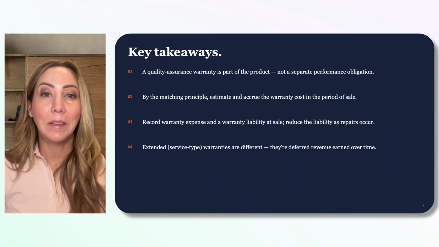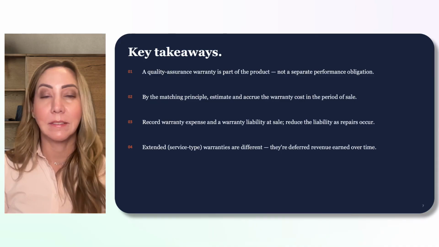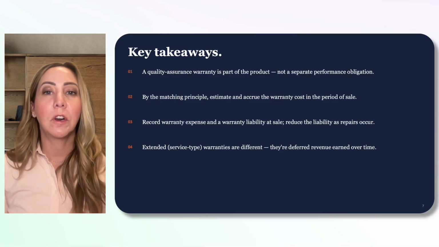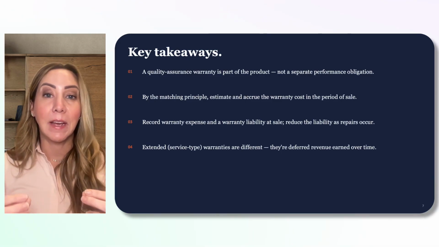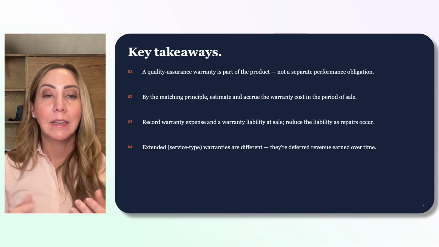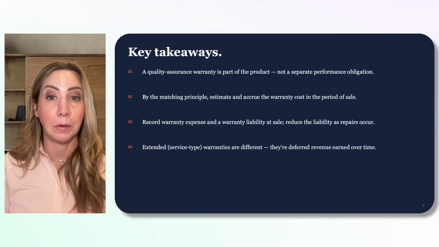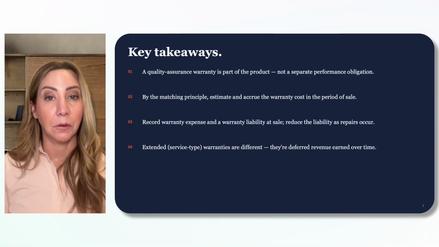To wrap up, a quality assurance warranty is part of the product, not a separate performance obligation. We estimate and accrue the warranty cost in the period of sale, matching the expense to the revenue that it helped us earn. We record a related liability and then reduce the liability as actual repairs occur. And remember the difference between quality assurance warranties that are included with the product and extended service type warranties that are purchased separately. Those are deferred revenue and are earned over time.